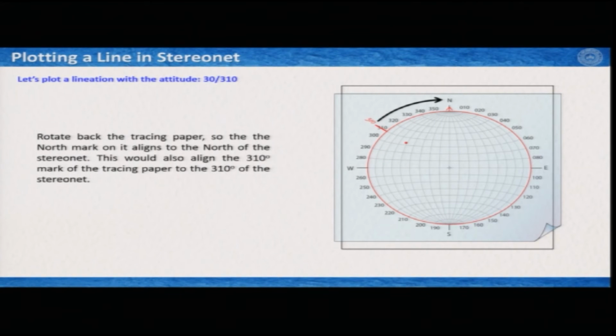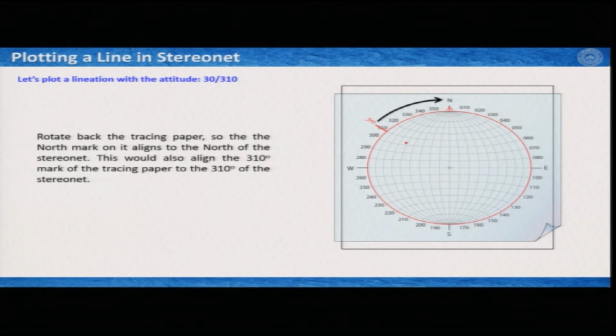And then once you are done, you rotate back the tracing paper so that the north mark that you made on the tracing paper at the very beginning aligns with the north of the stereonet, and this would also simultaneously align the 310 degree mark on the tracing paper with the 310 degree mark of the stereonet.